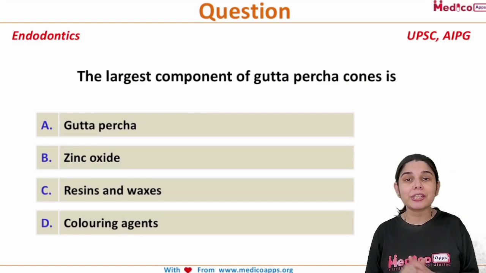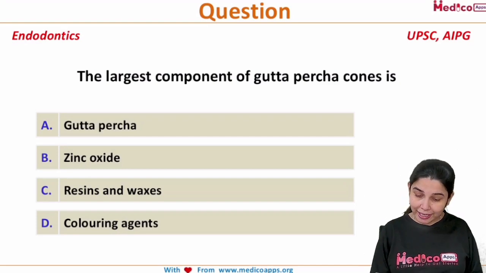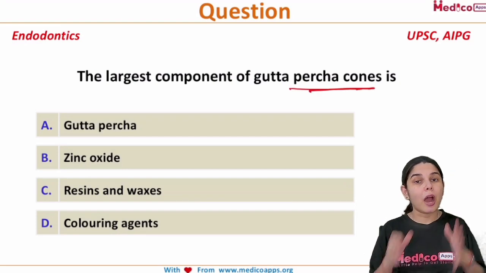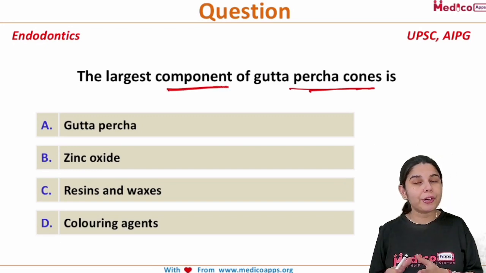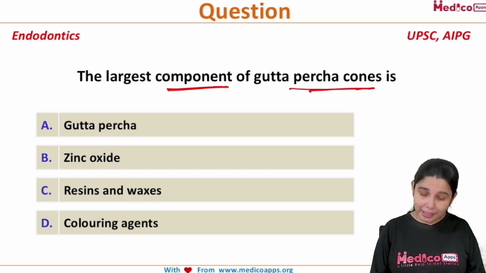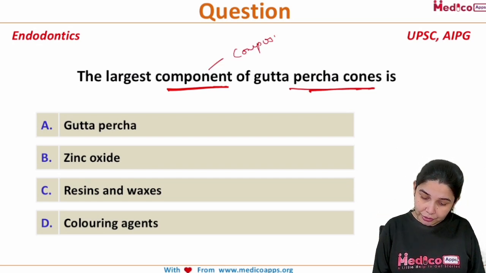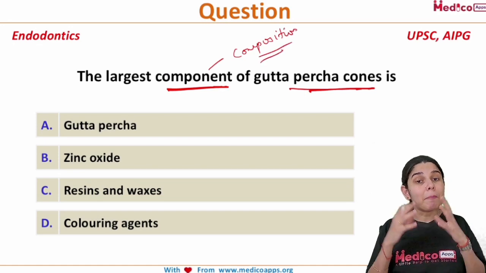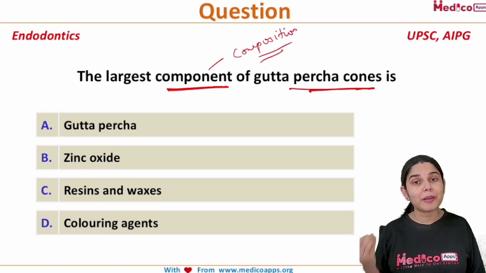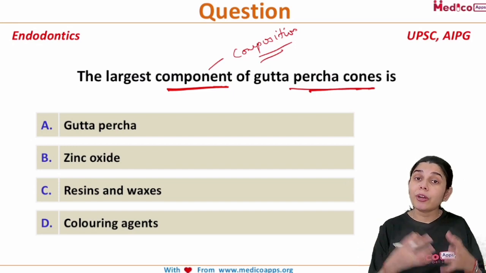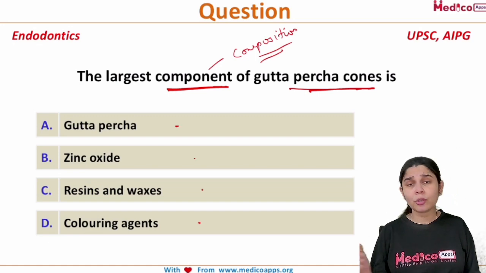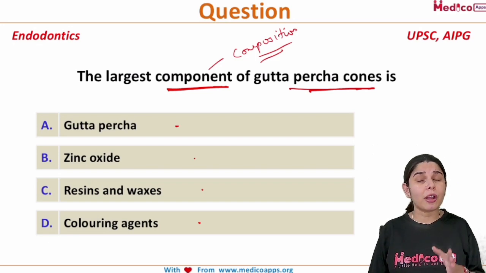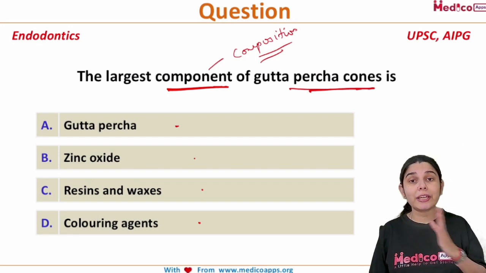Here the question states that the largest component of Gutta-percha cones is. Now, what do you understand by the largest component? It is asking you about the composition, that is, the maximum composition, the material which is present most in the Gutta-percha cone. The options are Gutta-percha, zinc oxide, resins and waxes, and coloring agent. So let's understand this question by resolving and eliminating the options.